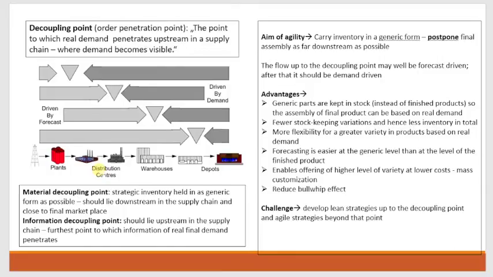We have the material decoupling point, which is strategic inventory held in as generic form as possible, and this material decoupling point should lie as far downstream the supply chain as possible, so it's closer to the final marketplace. But also we have the information decoupling point, which should lie upstream in the supply chain. So it should be the furthest point to which information of real demand penetrates, because the earlier in the supply chain we have the information of real demand, the easier it is for us to forecast and adapt our strategy.